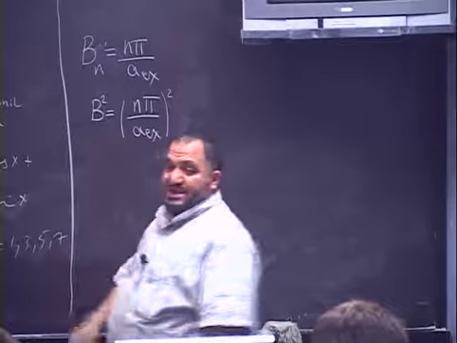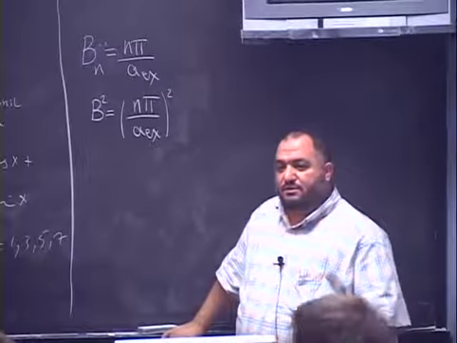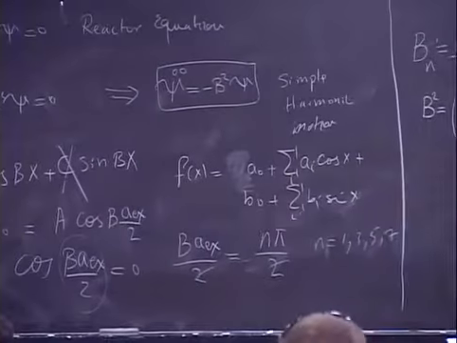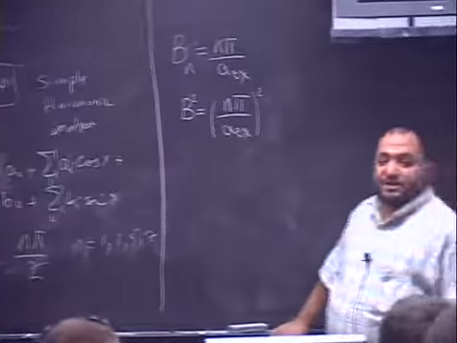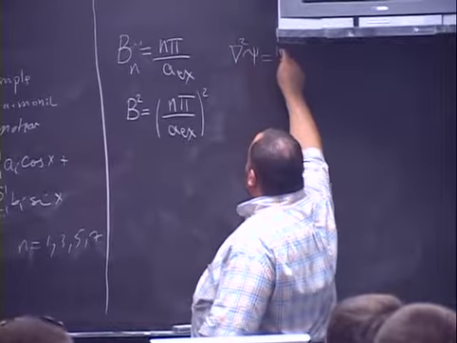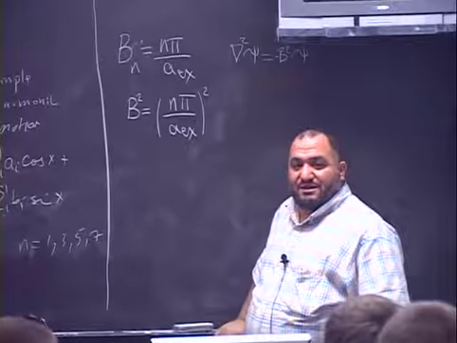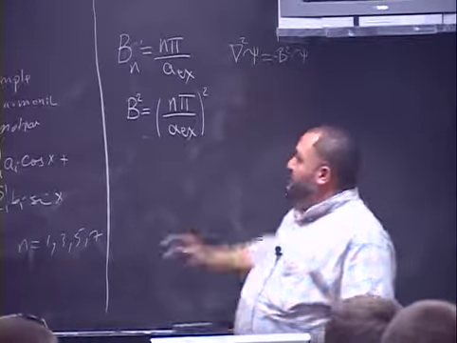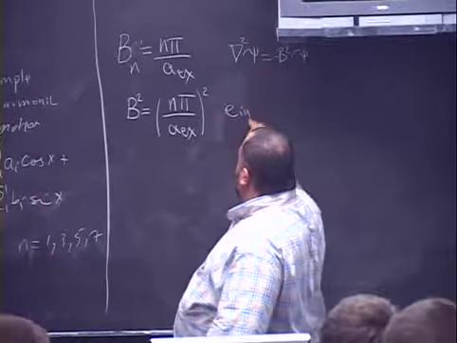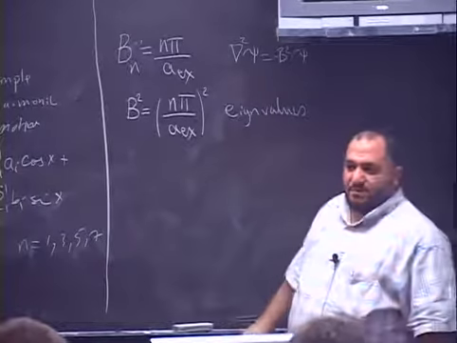So B is what? Yes, go ahead. Where did your 2 go? Oh, okay, the 2 will cancel. What is B in my equation? My equation was nabla squared psi equal to what? So what's B squared? The eigenvalue. Eigenvalues. So actually, we got the eigenvalues of the problem.